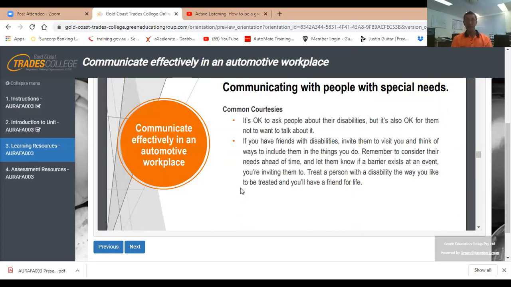It's okay to ask people about their disabilities, but it's also okay for them not to want to talk about it. If you have friends with disabilities, invite them to visit you and think of ways to include them in the things that you do. Remember to consider their needs ahead of time and let them know if a barrier exists at an event you're inviting them to. Treat a person with a disability the way you'd like to be treated, and you'll have a friend for life. Now that's not a complete list of things to do when communicating with those with disabilities, but it's a good start.